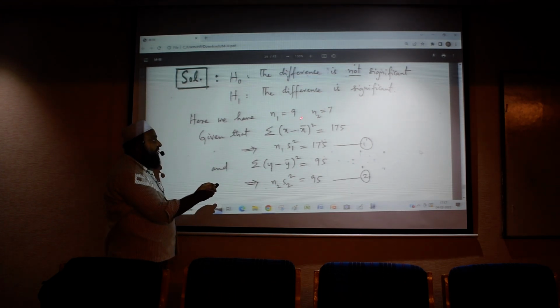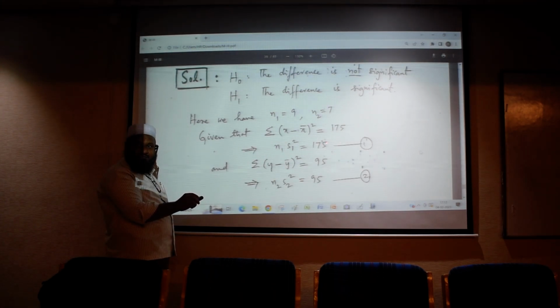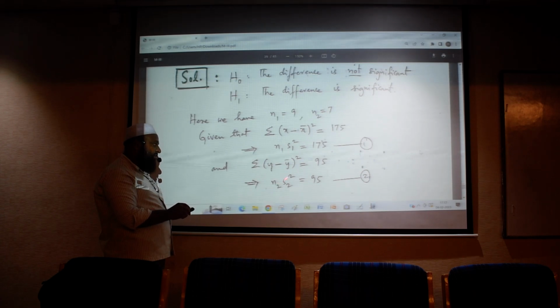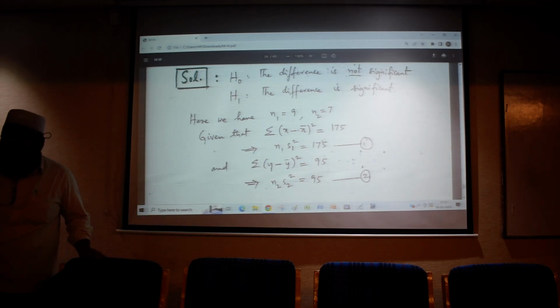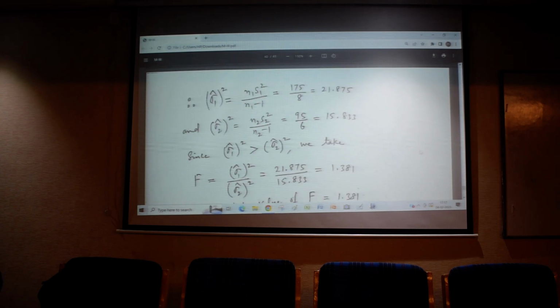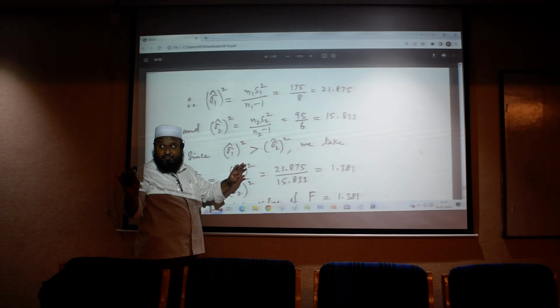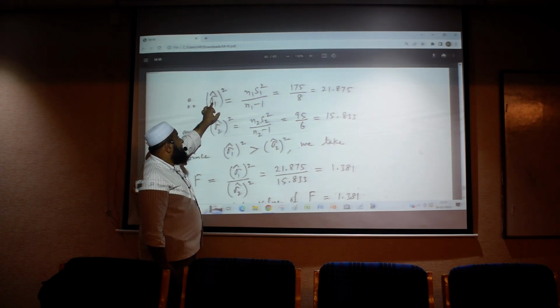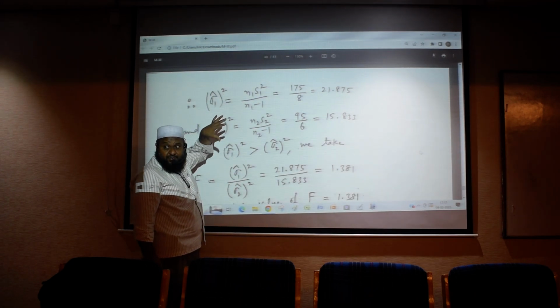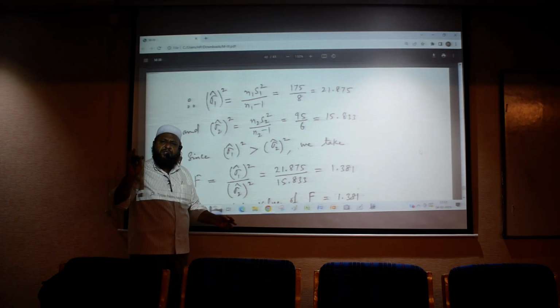Here we have n1 as 9 and n2 as 7. This sigma is how much? 175, meaning n1 s1 square is 175. Similarly, n2 s2 square is 95. So you are ready with the variance. Carefully listen. Variance is sigma cap square, and the f-test value is only this much. So simple.